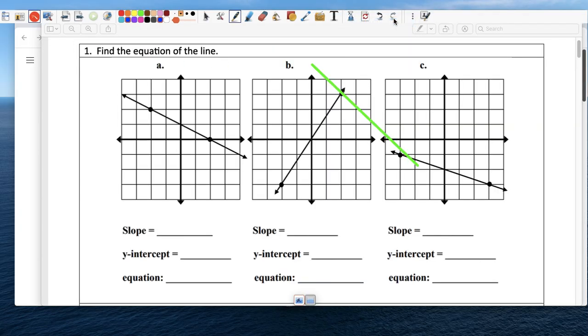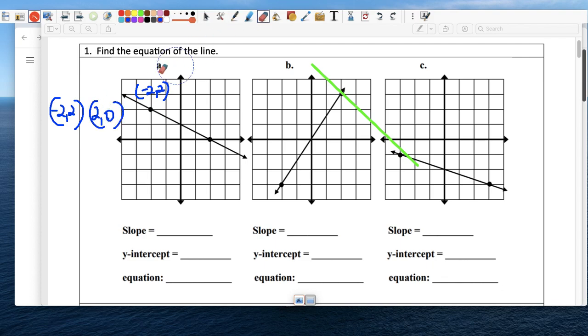All right, so the first one says find the equation of the line. When you have the line on the graph, on the coordinate plane, you can use the slope formula. So what is this point? Negative 2 and 2. I'll write it here on the side. And this point here is 2 and 0.